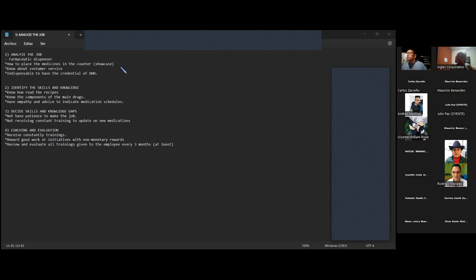Number three, desired skills and knowledge gaps. Know how to read the patients' prescriptions. Not receiving constant training to update on new medications. Number four, coaching and evaluation. Receive constant training and reward good work or initiatives with non-monetary rewards. Review and evaluate all training given to the employee every 3 months, at least.